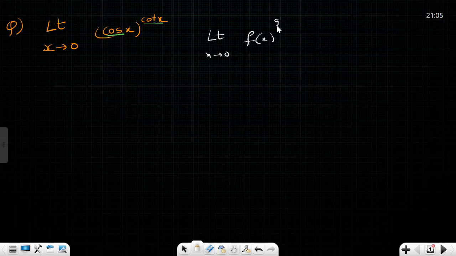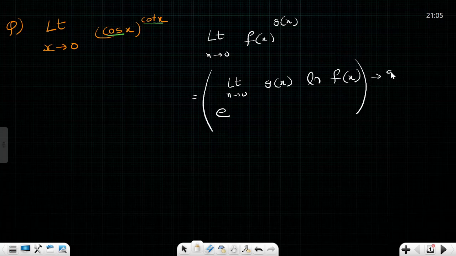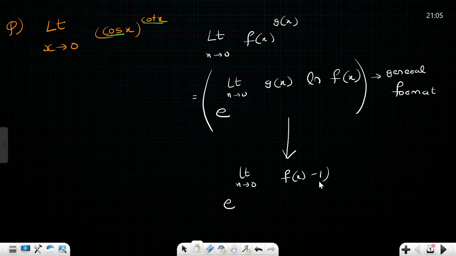So now according to our formula, when you have limit x tends to 0, f of x power g of x, you write it generally as e power limit x tends to 0, g of x into ln f of x. This is a general format, right? Yes, sir. Now this general format we bring into a much shorter format, that is e power limit x tends to 0, f of x minus 1 into g of x.